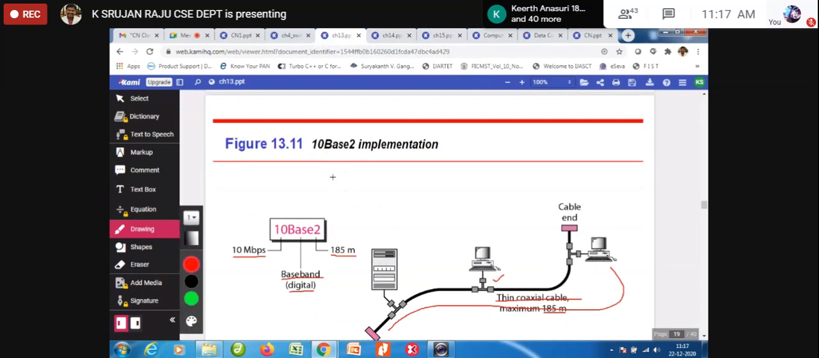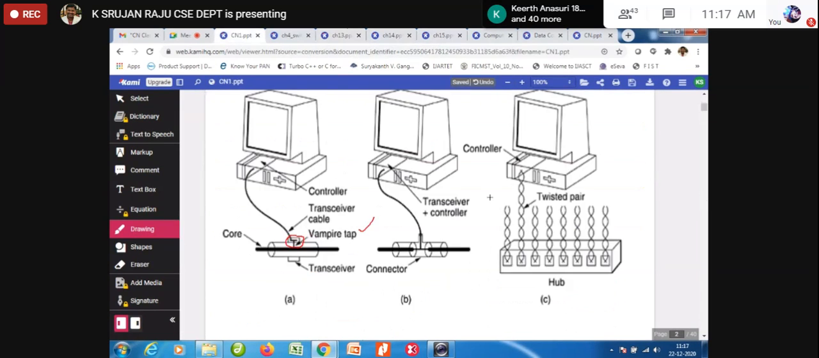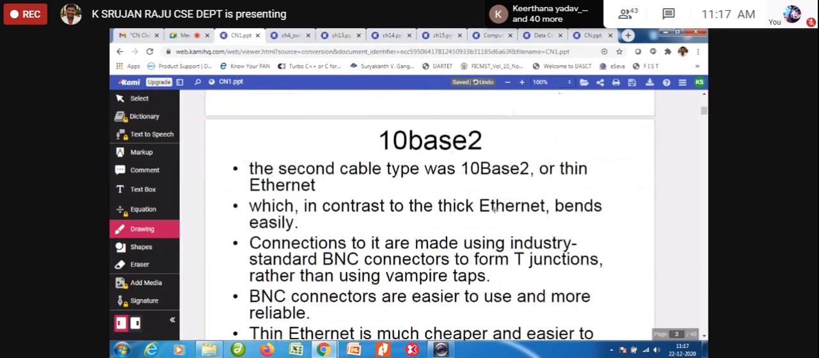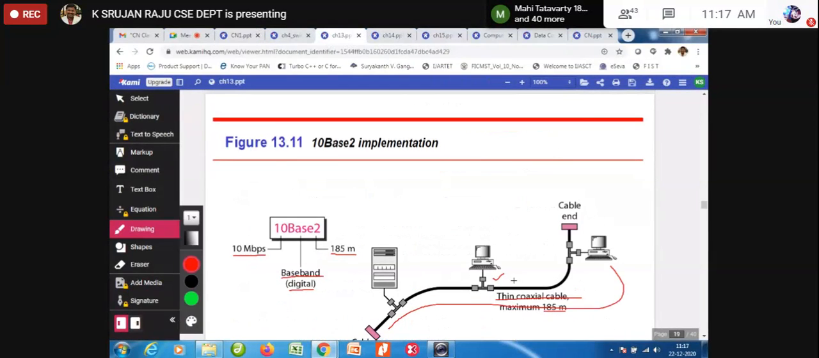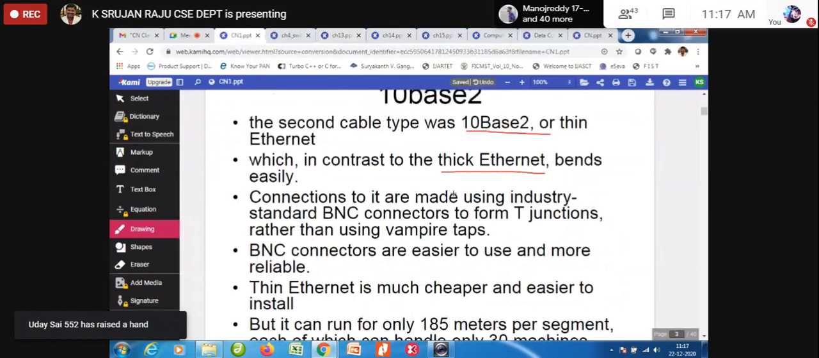10Base2. The second type is 10Base2, which is going to have thin Ethernet. Sorry, thin Ethernet, here I made a mistake. This is not thick. Okay, fine, this is correct. Which, in contrast to the thick Ethernet, bends easily.